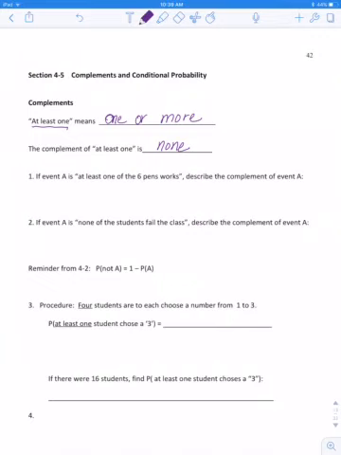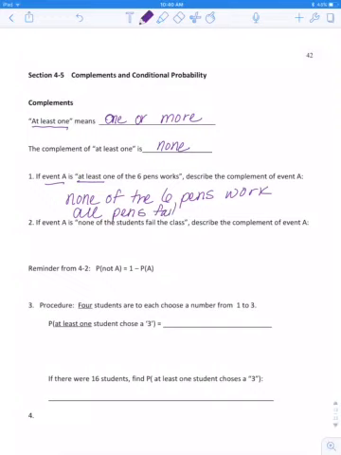So we're going to go through a couple of, first just how we think about complements. So if event A is at least one of the 6 pens works, the complement, so here since we have at least one, the complement would be none of the pens work. Now, another way of thinking about this, if none of them work, all of them fail. Right? All of them don't work. So those are two ways to say the exact same thing. That would be the complement of A.